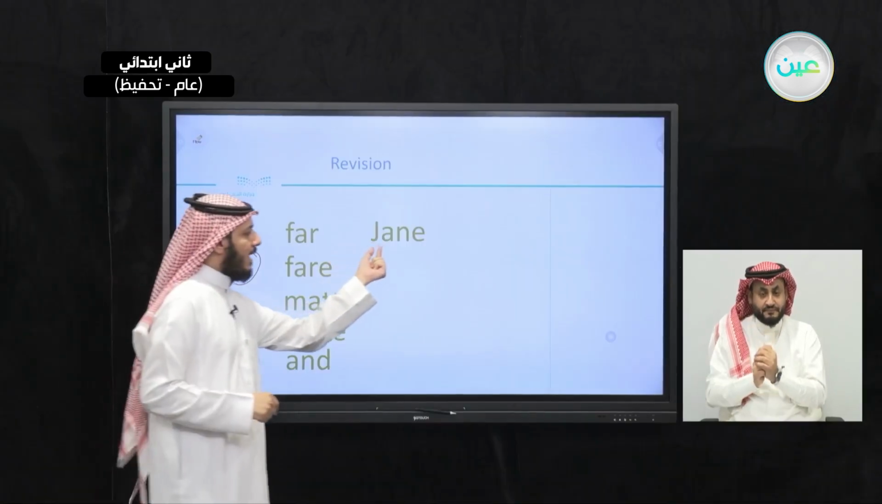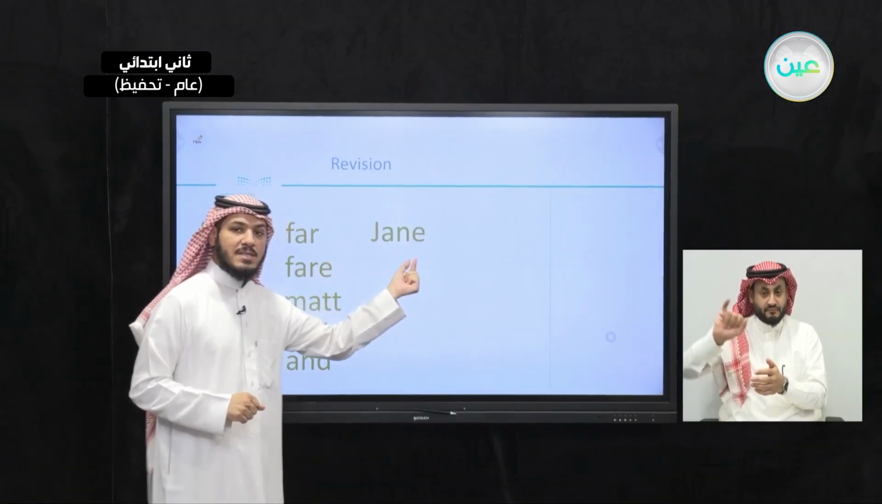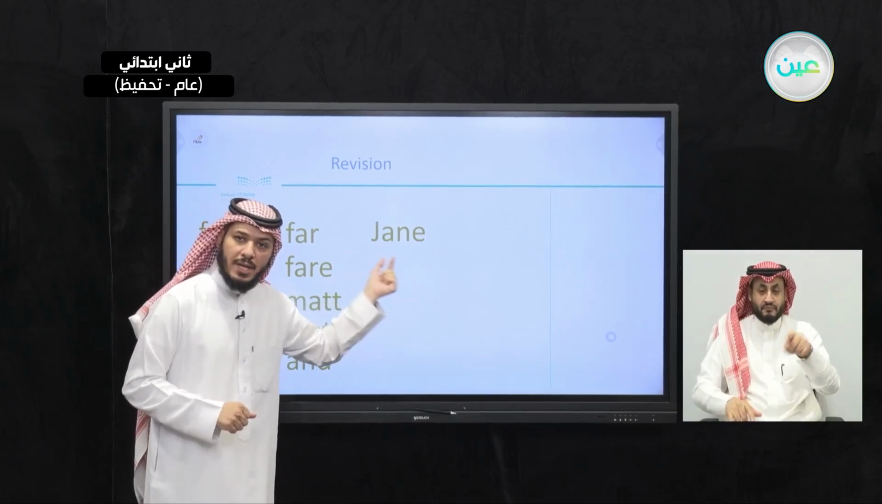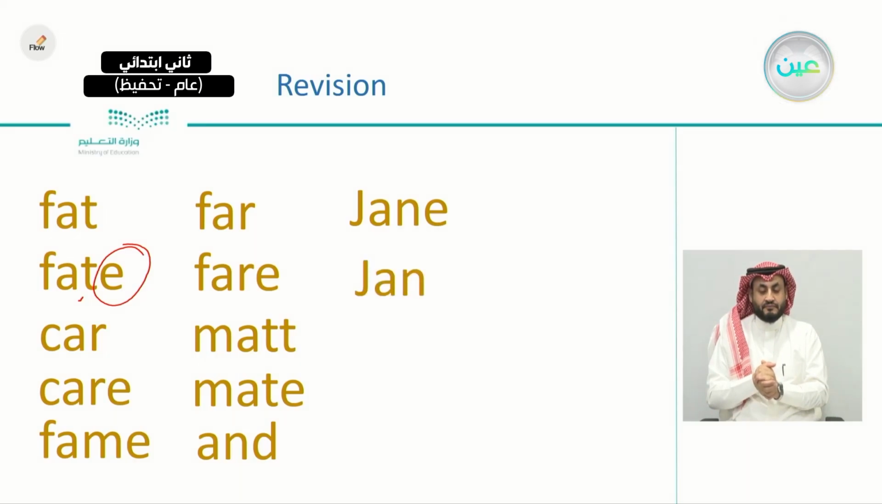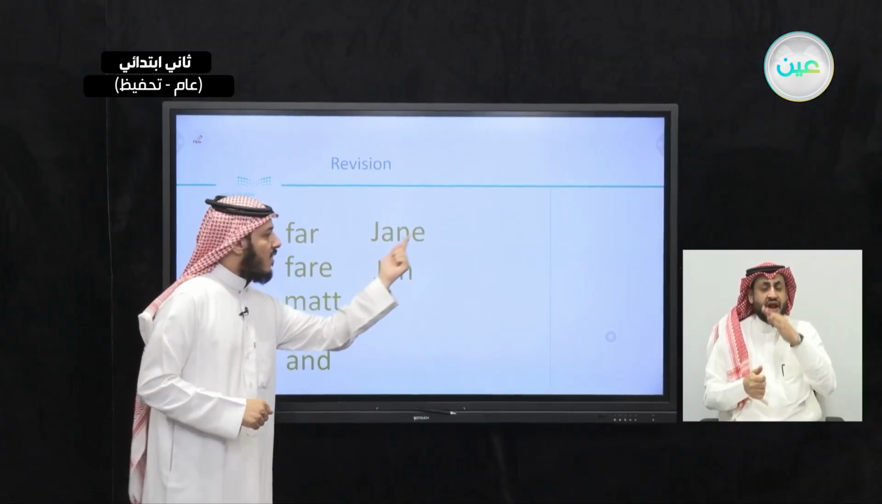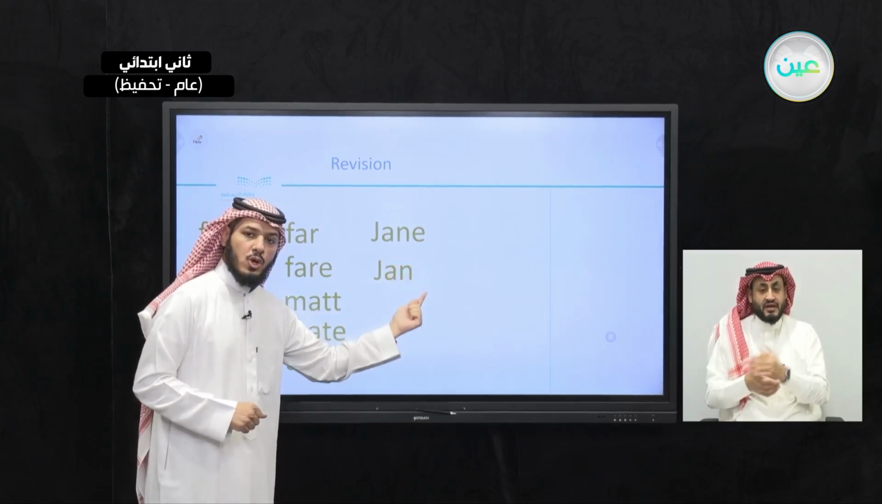Okay, what about this word? We have A and E, so it's Jane. Perfect. Yes, Jane. Okay, what about this? There is no E, so it's Jan. Yes, Jan. So we have Jane, Jan. The same A, but the difference is the E. There is E, there is no E. Okay?